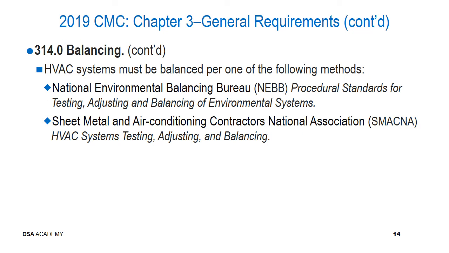The National Environmental Balancing Bureau utilizes a publication known as the Procedural Standards for Testing, Adjusting, Balancing of Environmental Systems, and the Sheet Metal and Air Conditioning Contractors National Association's publication is HVAC Systems Testing, Adjusting, and Balancing.